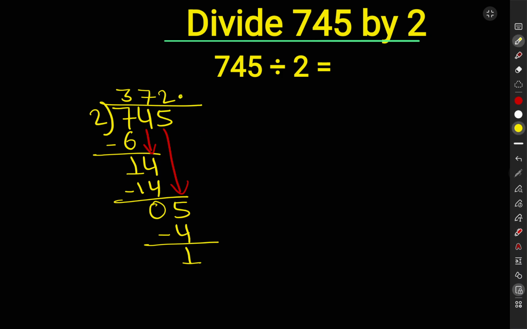So we take here a decimal so that we put 0. So it is 10 and 2 times 5 is 10. On subtracting we get 0. So 745 divided by 2 is 372 decimal 5.